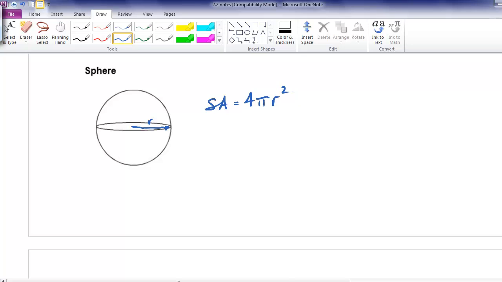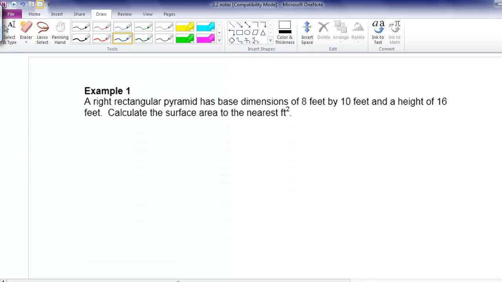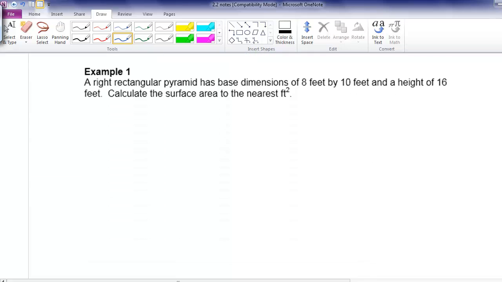So let's look at a quick couple of examples. And really what we have to be able to do in calculating things is, if I give you dimensions, you can tell me the surface area, and sometimes I might give you the surface area and you have to come up with a dimension. So here's our first question.